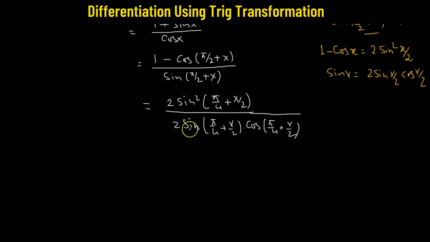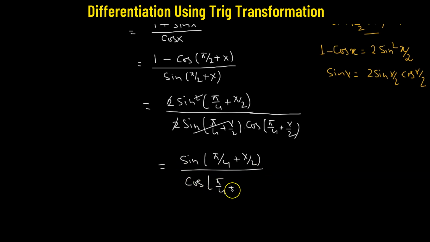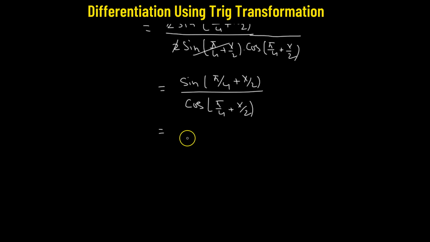The 2 and 2 go away, and one sine from the numerator and the one from the denominator go away. That leaves us with sine of pi over 4 plus x over 2 divided by cosine of pi over 4 plus x over 2, and this ratio equals tangent of pi over 4 plus x over 2. So we have successfully reduced secant of x plus tangent of x to its tangent form, which is tangent of pi over 4 plus x over 2.